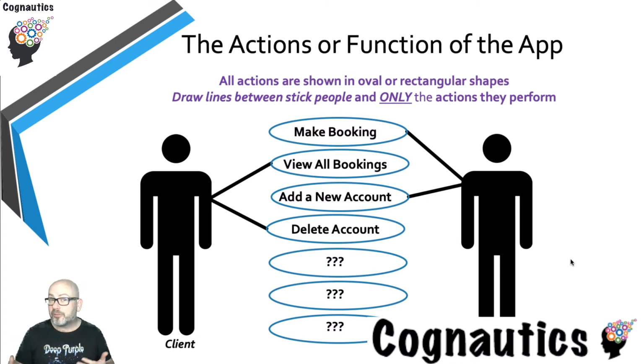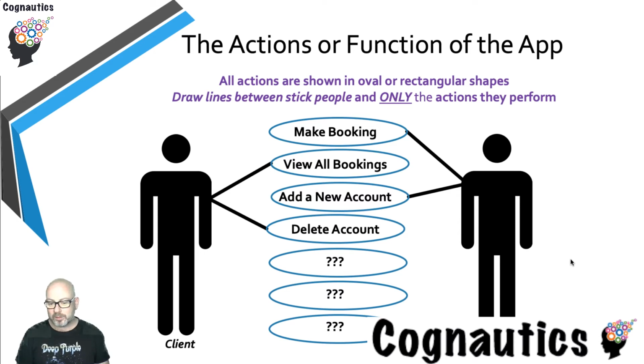Then we go on, and you will need to think about the actions that they perform. In other words, the functions that they will do, what they will press and do on the app. And those functions, you'll put those in ovals or rectangles, and they will run down the middle of the screen. So you've got your 2 actors, your 2 entities, your 2 stick people. Underneath you've written who they are. In the middle you have written what they do, and you've put those functions inside a box.